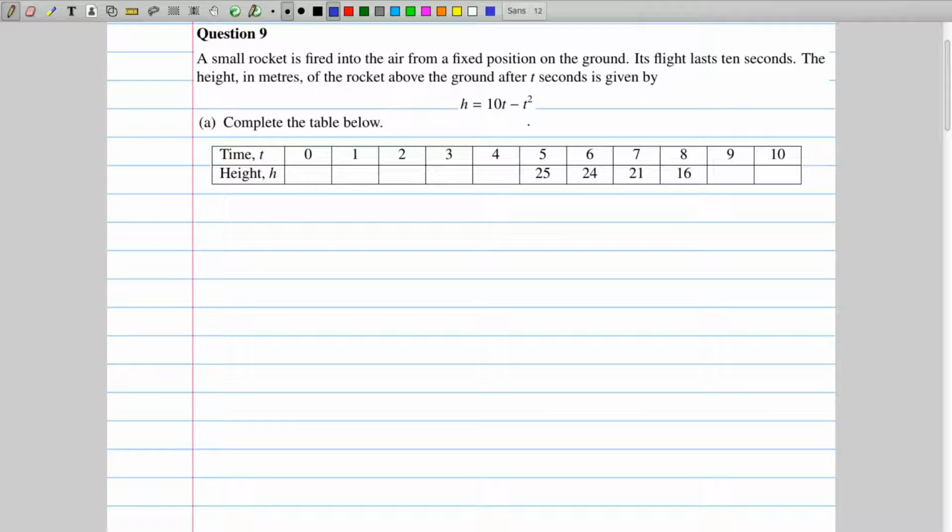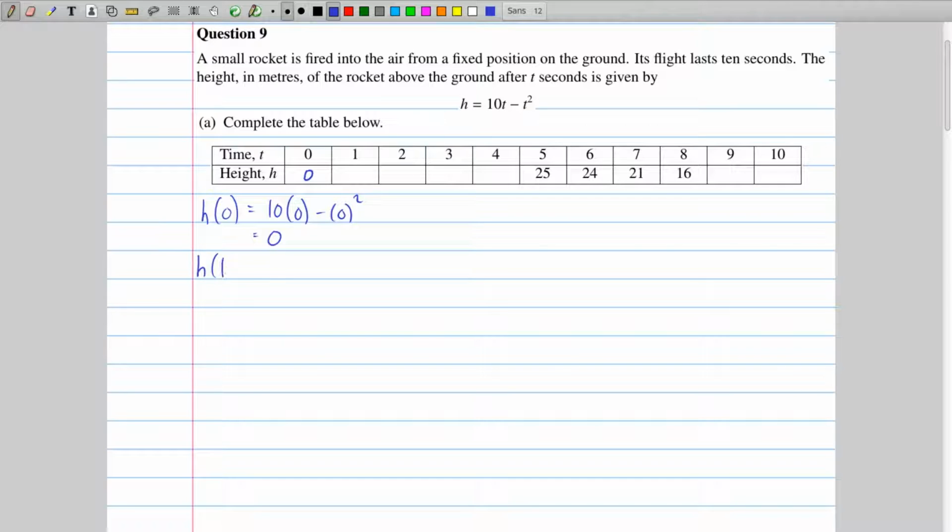We're given this function that describes how high up the rocket is after a given amount of time, and we have to use that to complete this table that we're given, and some of these are already filled in. So what we have to do is say, well, what happens to this function when the time is, for example, 0 seconds? So what is h of 0? That's 10 times 0 minus 0 squared, replacing t with 0, and that's 0. So it is 0 high at 0 seconds.